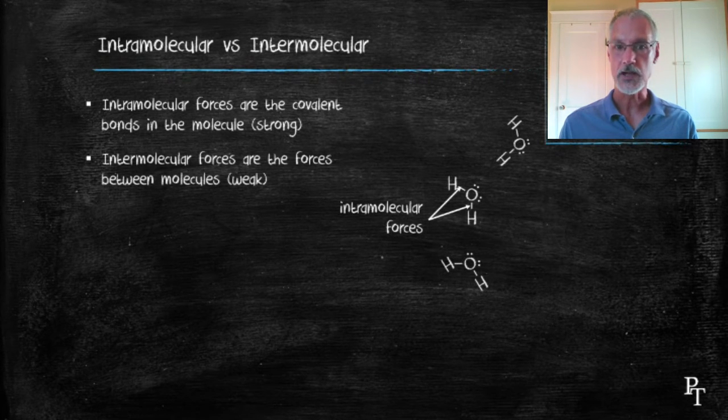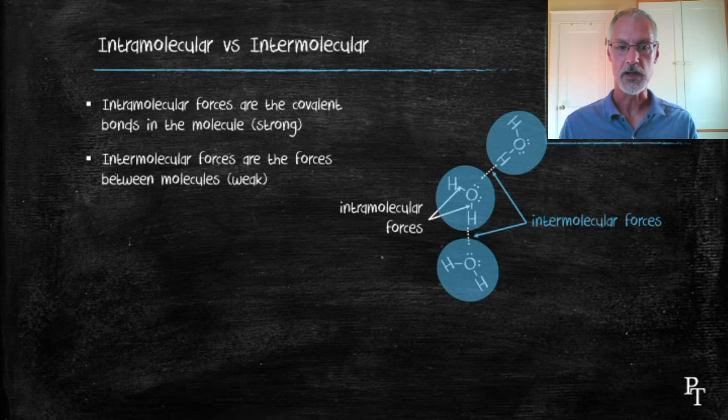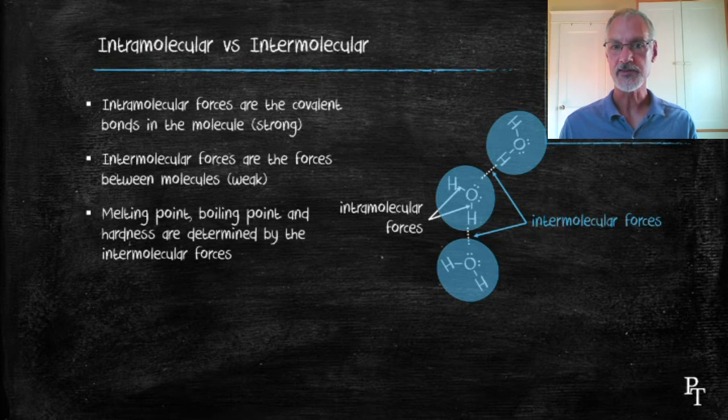Intermolecular is between molecules. In the case of the water molecules, here I've shown them with dashed lines. These represent the intermolecular forces. These are relatively weak in comparison with the strong covalent bonds that are inside the molecule. These weak intermolecular forces determine properties like melting point, boiling point, volatility, and hardness.